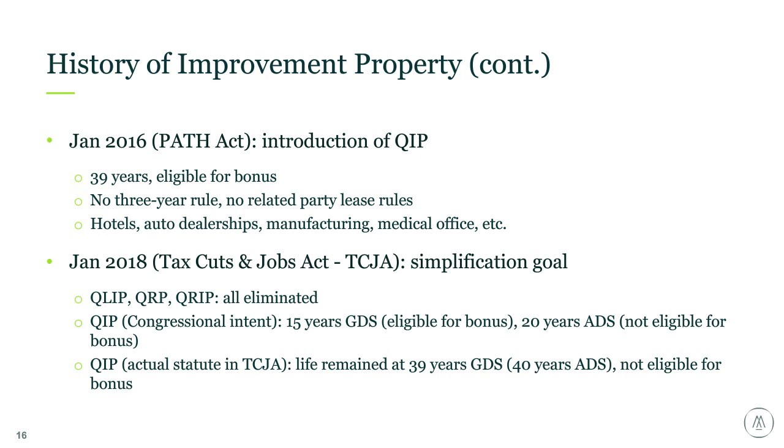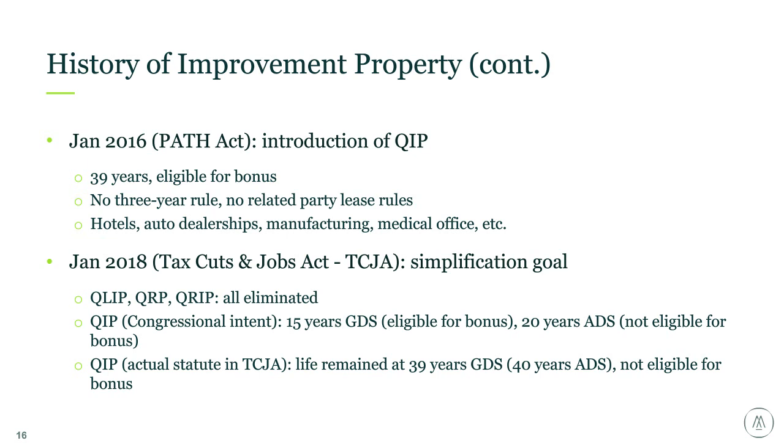The QIP was so all-encompassing that Congress wanted to actually simplify improvement property altogether. And their vehicle for doing this was through the Tax Cuts and Jobs Act that I've mentioned a couple of times. So they set out to do two things. First, Congress wanted to eliminate the separate definitions of improvement property, so getting rid of QLIP, QRP, and QRIP. So there was only the simpler version, QIP, in the tax law. And second, Congress intended to move QIP to a 15-year life, still eligible for bonus depreciation, and the ADS life to 20 years, not eligible for bonus.